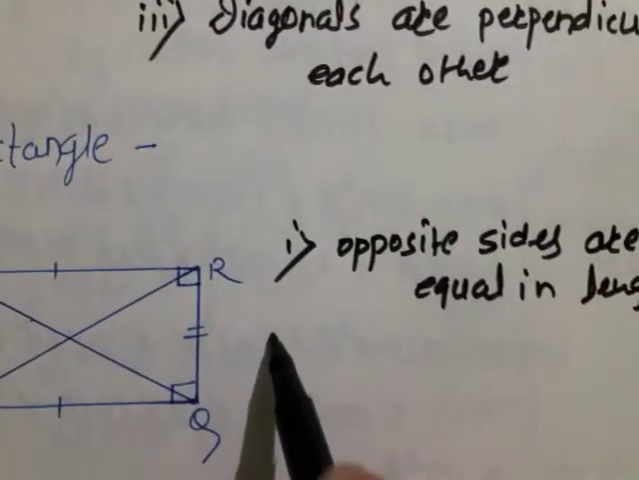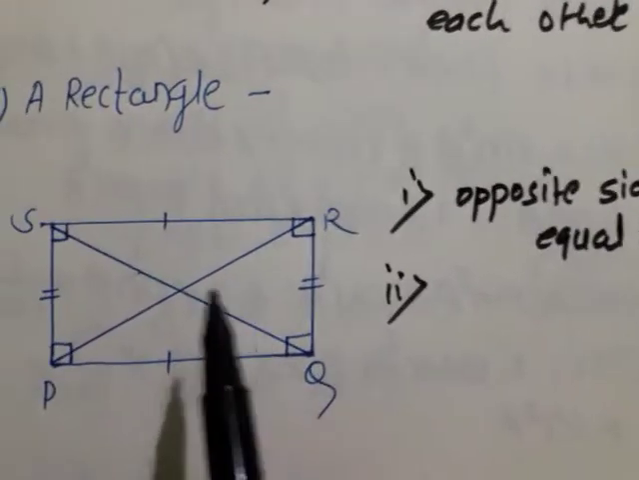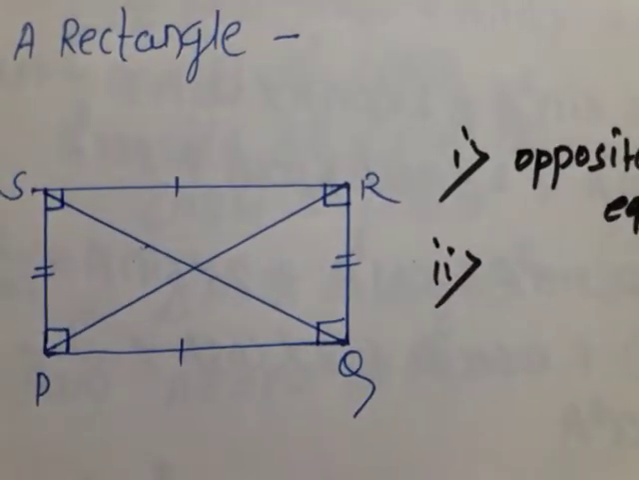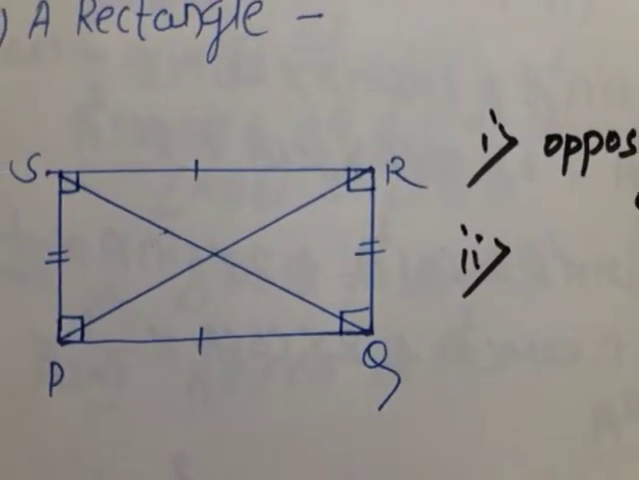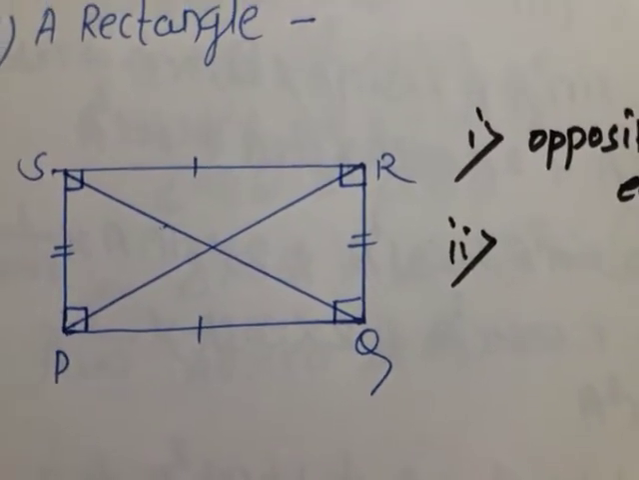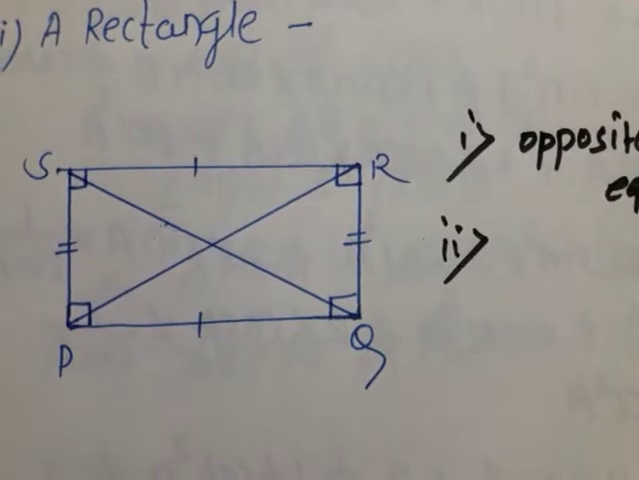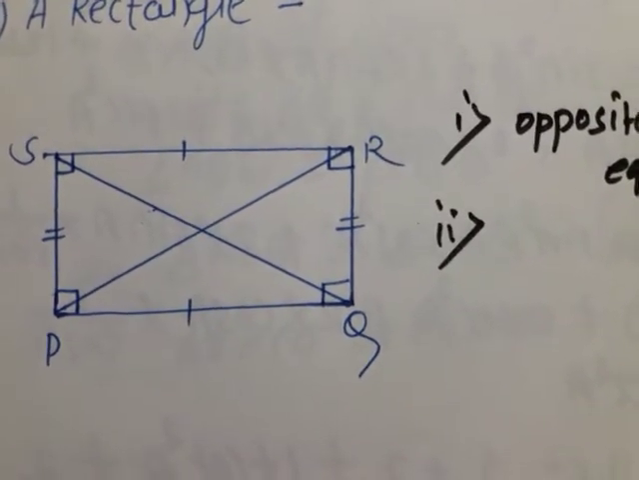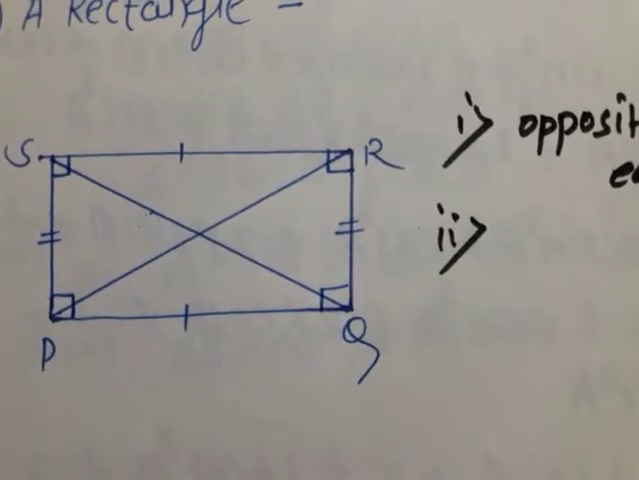QR. Next, if you see carefully, you will come to know that here special marks are made and it shows that it is the mark of a right angle. Means we can say here angles of a rectangle are right angles. Are you getting what I said? Opposite, it's very important.